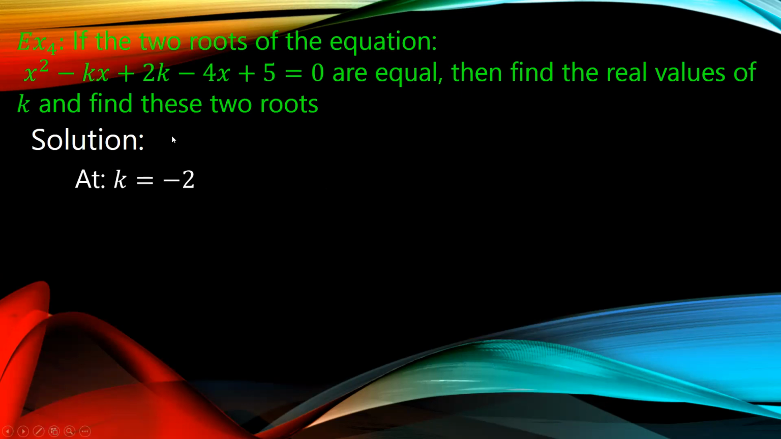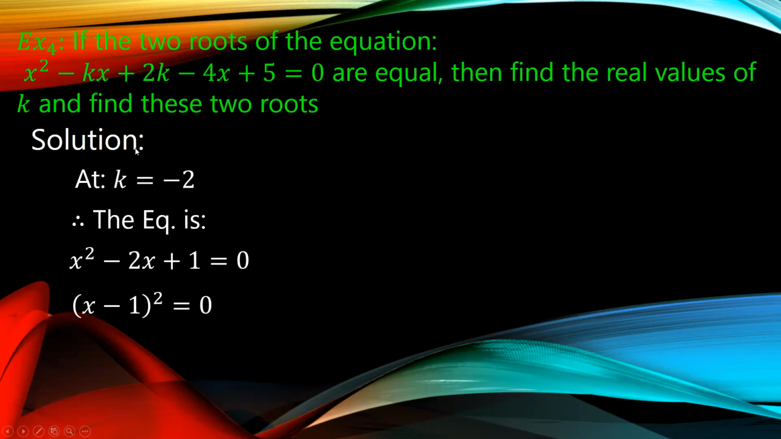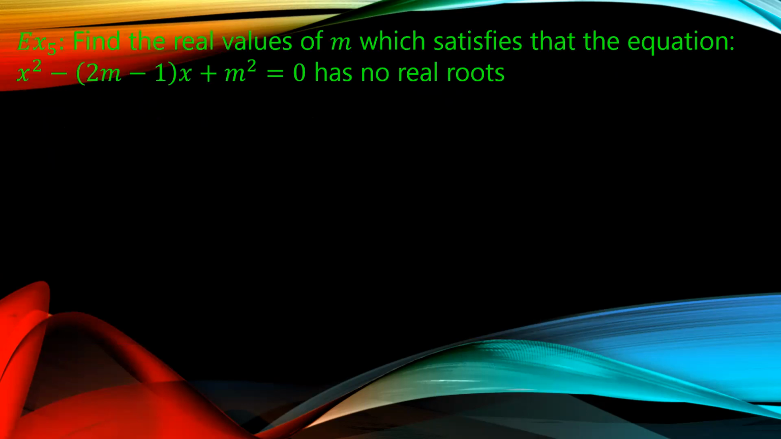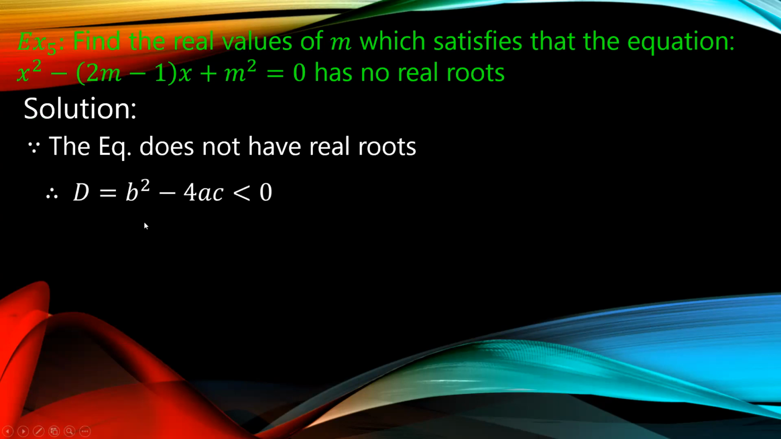Example 5: find the real value of m which satisfies that the equation x^2 - (2m - 1)x + m^2 = 0 has no real root. Having no real root means the discriminant is less than 0. The discriminant b^2 - 4ac is less than 0.